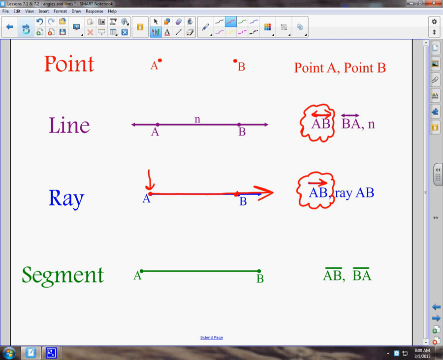And then a segment goes between point A and B, and it doesn't go off in either direction. There's no arrows. So if I were to write a segment, I would just have a straight little line on the top.